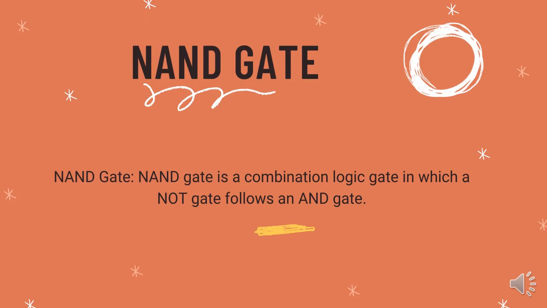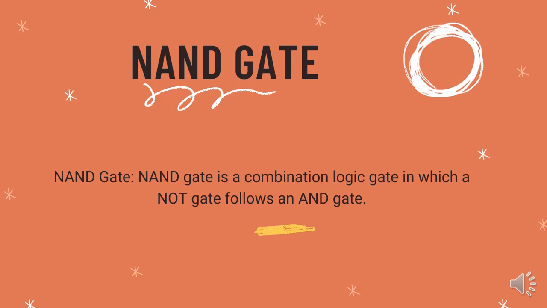So what is a NAND gate? We already know from the previous lecture that a NAND gate is a combination logic gate in which a NOT gate follows an AND gate. In this session, we will learn how we construct a NAND gate using discrete circuit components.